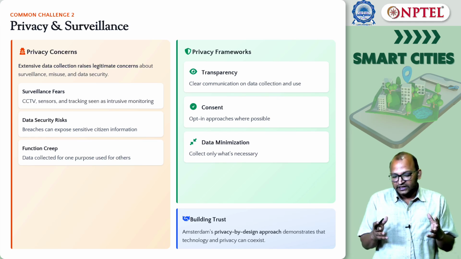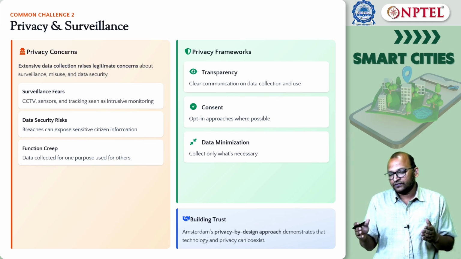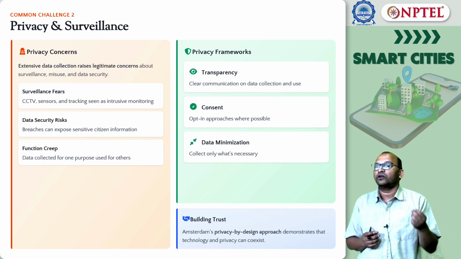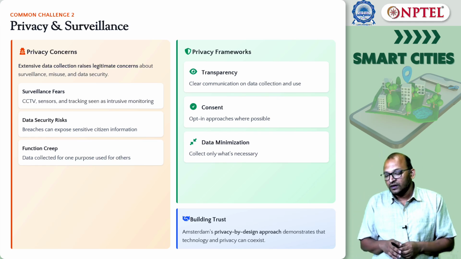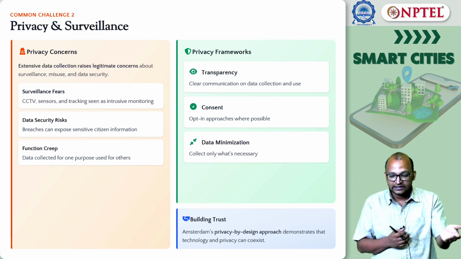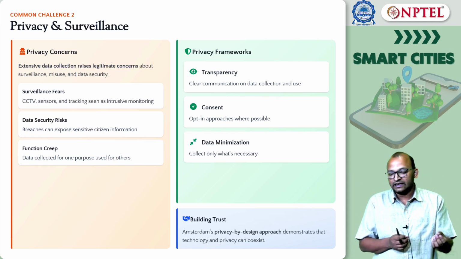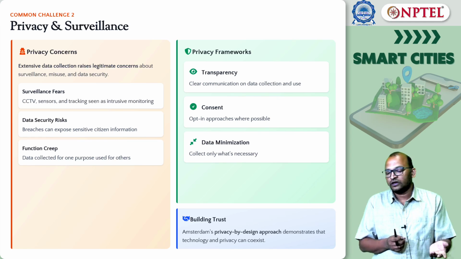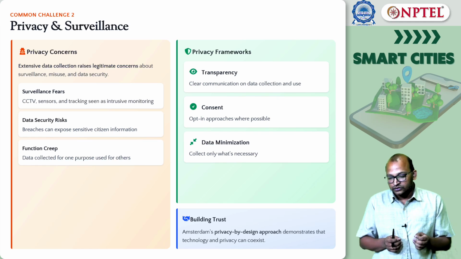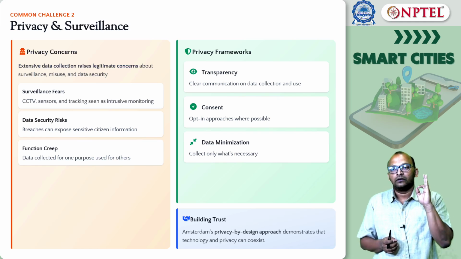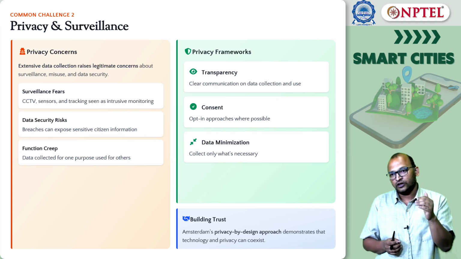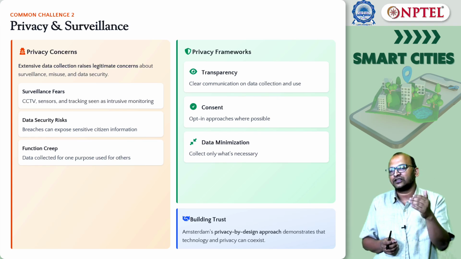In order to solve these issues, we can have transparency, that means clear communication on the data collection and what the use of this data is going to be. We can take the consent of the citizens, on what data is required, and whoever wants can opt in, or they have the option to opt out also. And we should adhere to minimum data collection, only the amount of data which is actually required.